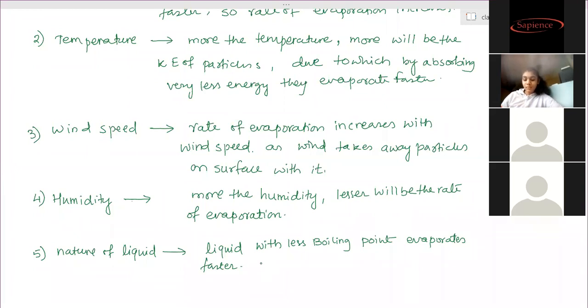Ma'am, the boiling point of acetone is 58 degrees? 56 or 58? 56 it is. Ma'am, those are volatile substances. Yes, we call them volatile substances. The liquids which evaporate faster are called volatile substances. Clear? Questions can be asked on this part as practical based questions.